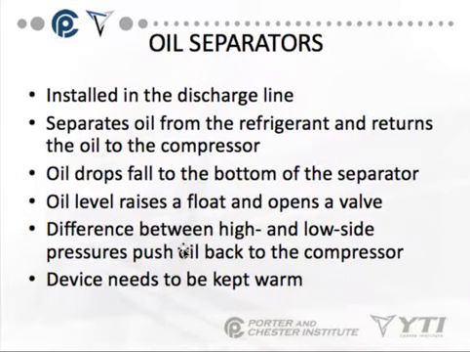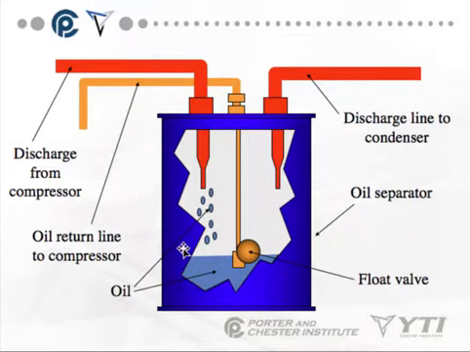On a lot of the larger systems, you'll see oil separators. They're installed in the discharge line. What it does is separates the oil from the refrigerant and returns the oil directly to the compressor. Oil drops and falls to the bottom of the separator. The oil level raises a float and opens a valve. The difference between the high and the low side pushes the oil back to the compressor. Oil separators have to be kept warm. If they're not kept warm, liquid refrigerant will start accumulating in them.